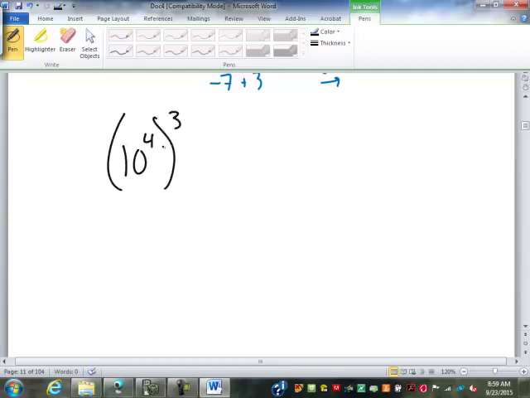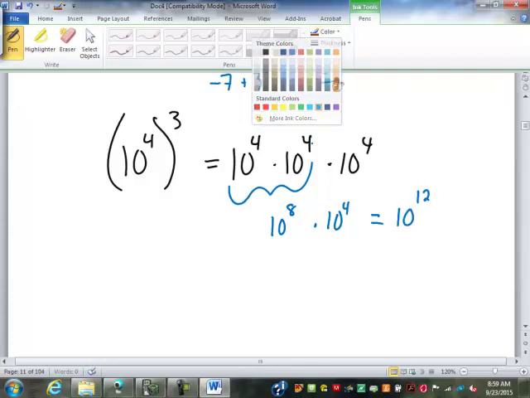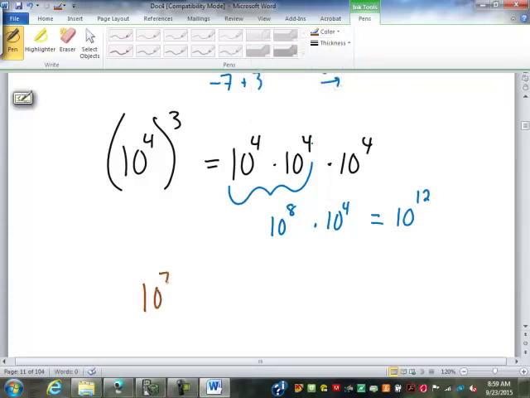Well, what if I do this? I have 10 to the 4th to the power of 3. That's saying 10 to the 4th times 10 to the 4th times 10 to the 4th. Well, we already know how to do 10 to the 4th times 10 to the 4th. What do we get? 4 plus 4 is 8, right? 10 to the 8th. Now we're going to multiply by another 10 to the 4th, which will be 10 to the 12th. There you go. That's exactly it. 4 times 3 makes 12.